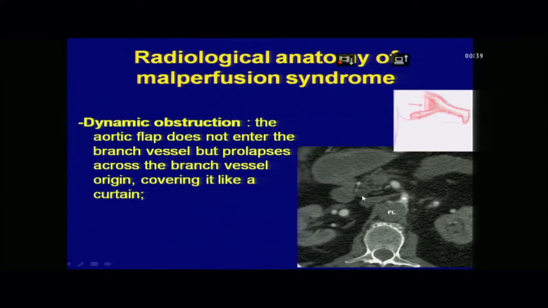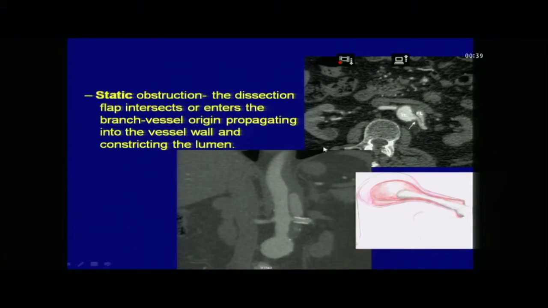Briefly about malperfusion syndrome, since it is going to be dealt with later also. Basically there are two types of obstruction which can occur. The dynamic obstruction, where the flap does not enter the branch vessel but lies across it and covers it like a curtain. So this is a flap which is across the celiac axis. This is the static obstruction which has gone into the branch vessel, and this needs spot treatment, so it has to be treated with stent placement like in this case.